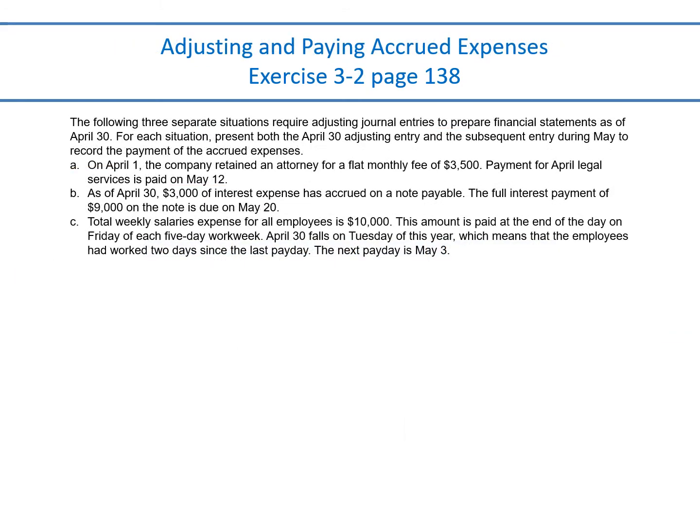Okay, so in this example, they give us 3 separate situations, and they're asking us to prepare the adjusting journal entries so that we can prepare financial statements as of April 30th. And we're supposed to assume that for each situation, we present the April 30th adjusting entry and the subsequent entry during May to record the payment of the accrued expenses. So let's look at A, B, and C individually here, and we'll do so on the next slide.